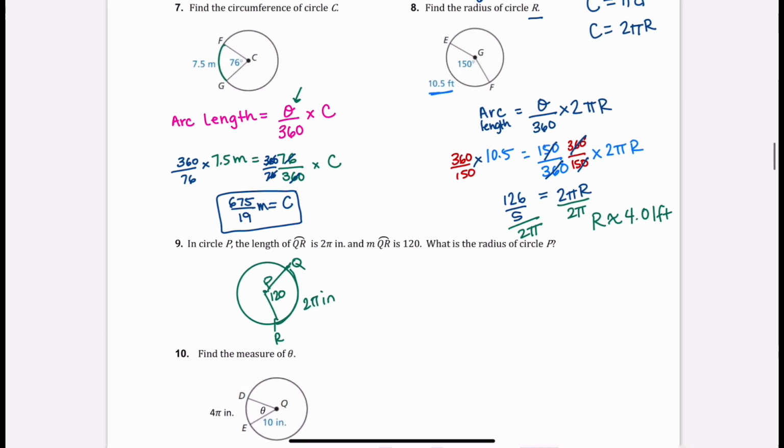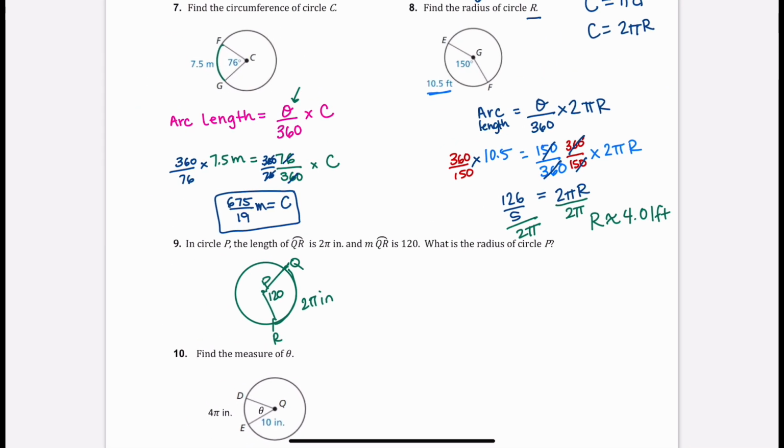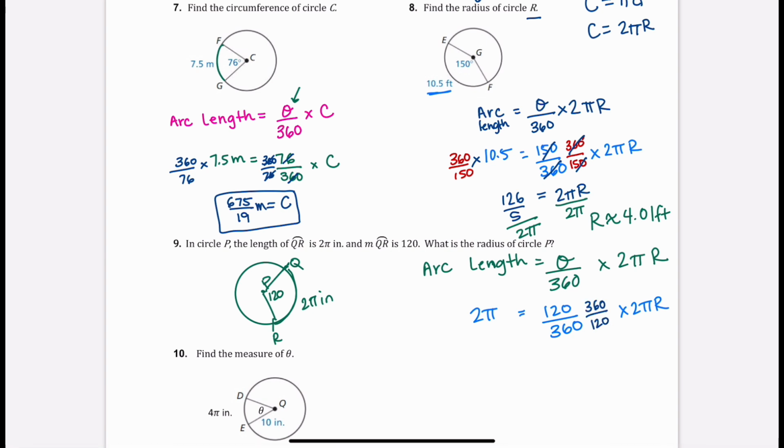We're going to do just what we did on the last question. We're going to take our arc length is equal to theta over 360 times 2 pi r. Our arc length is 2 pi. Our angle is 120. And we times that by 2 pi r. Now I'm going to get rid of my fraction by multiplying it by 360 over 120.